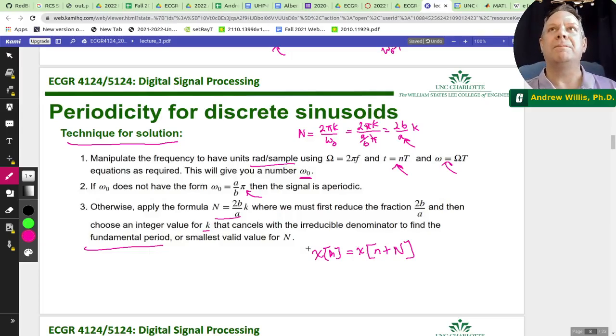Any questions? Do you mean that after you reduce the fraction, you find the value that gets rid of a? Yeah, you have to get rid of a because a is not integral, right?